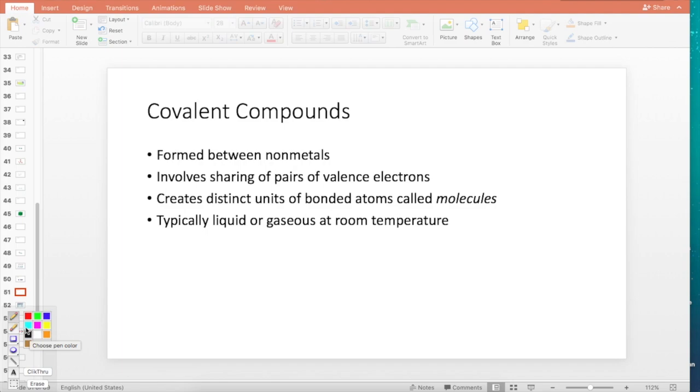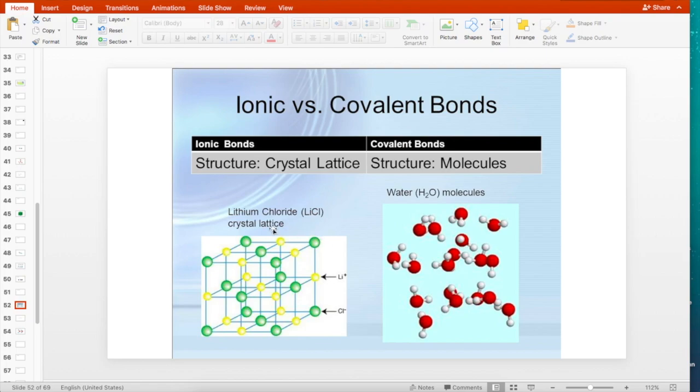You know that already. Really important distinction between covalent compounds and ionic compounds. Do you remember the structure that ionic compounds made? Yeah, they made big crystal lattices, right? Formed from cations and anions. Here, covalent bonds form distinct units of bonded atoms that we call molecules. So let's look at this slide. This on the left is what a metal and a nonmetal would do. Lithium and chlorine. Lithium, these lithium atoms, have completely given up their valence electrons. Chlorine has completely gained them.